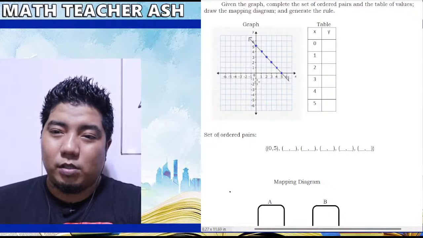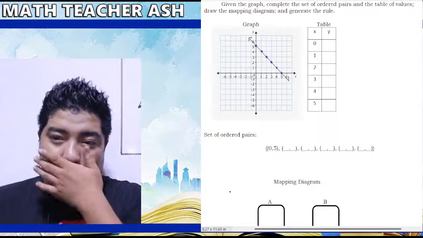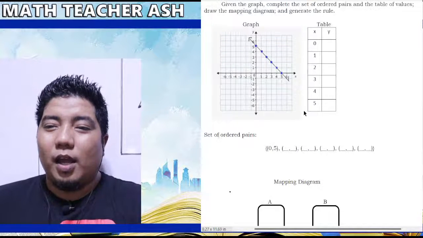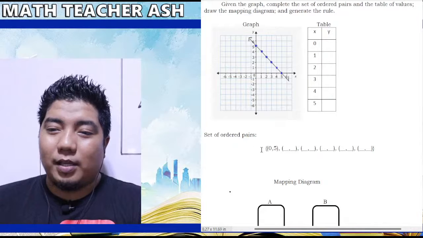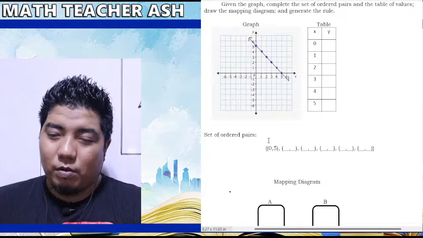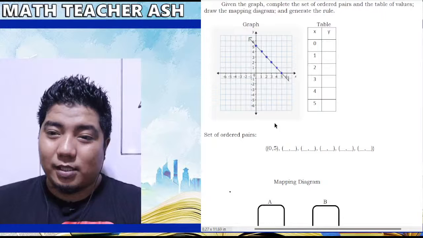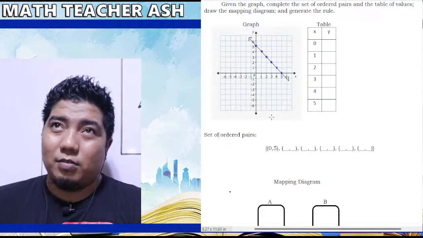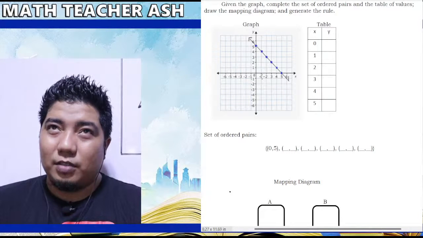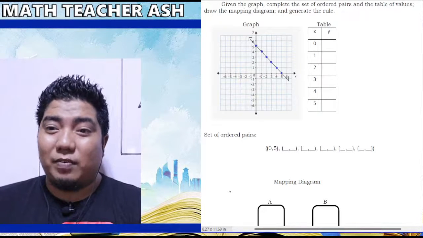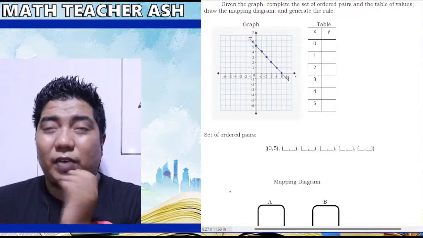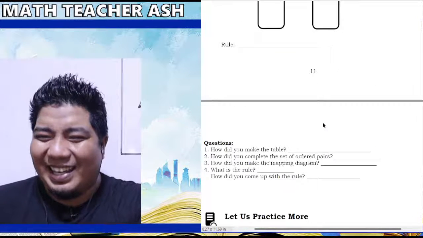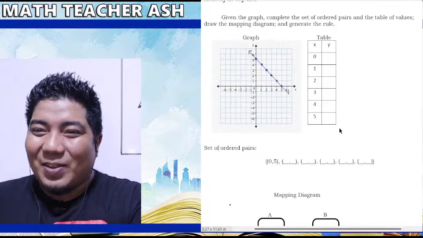Kapag 0 si x, ay sorry, hindi pala. Hindi y minus 1. X minus 1. So when x is 0, si x ay 5. So therefore, okay. Ano ba to? 5x minus 5 yata? Yeah. 5x plus 5. 5x minus 5. 5x minus 1. Teka. Alright. So, you could have the rule here.